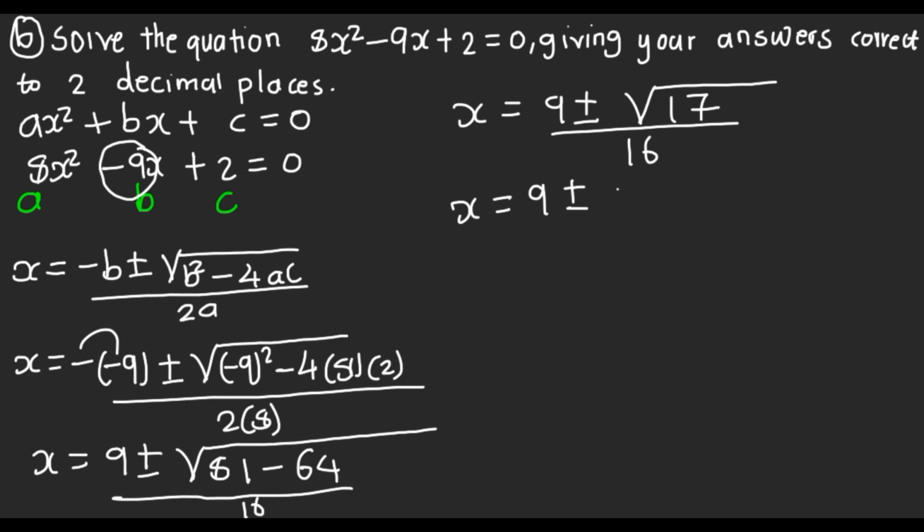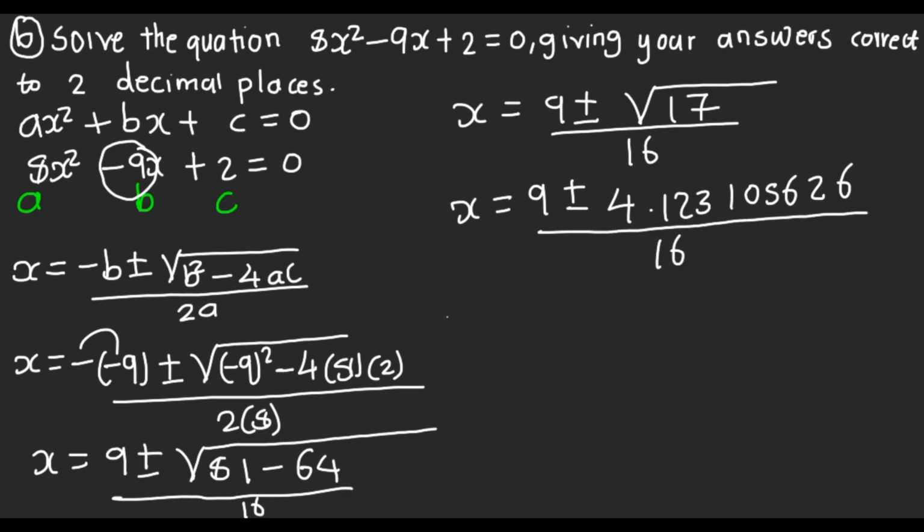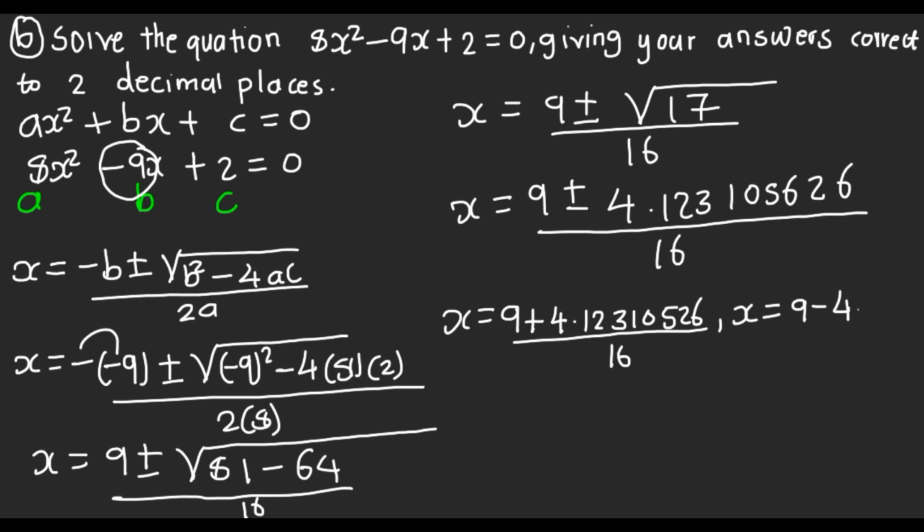So the square root of 17 is 4.123105626, divided by 16. Then here we are going to split into two equations. One will have a positive, the other one will have a negative. So x is equal to 9 plus 4.123105626 divided by 16, then x is equal to 9 minus 4.123105 divided by 16.